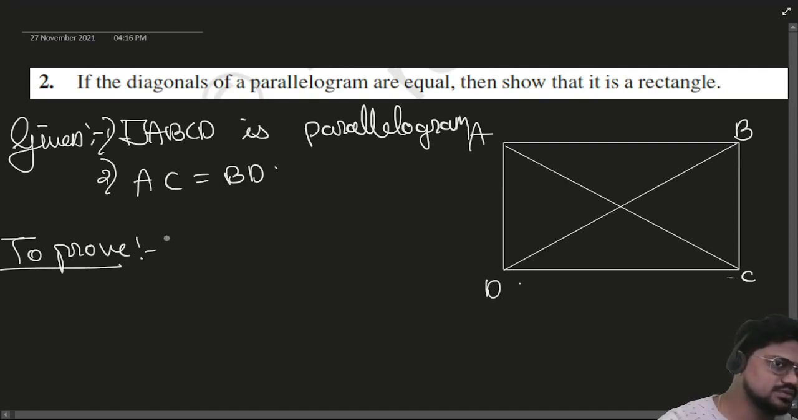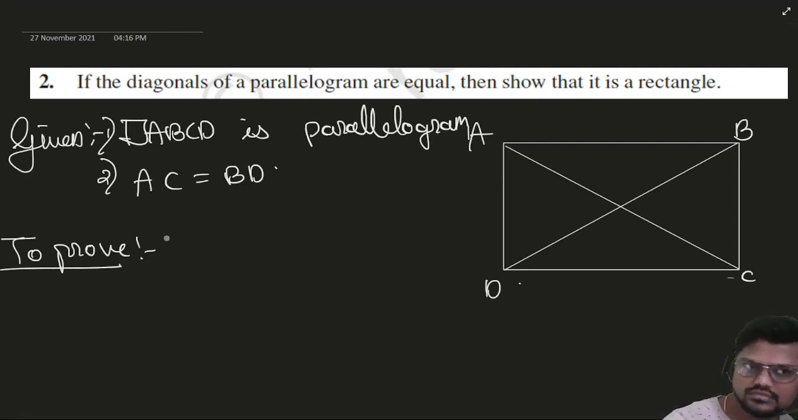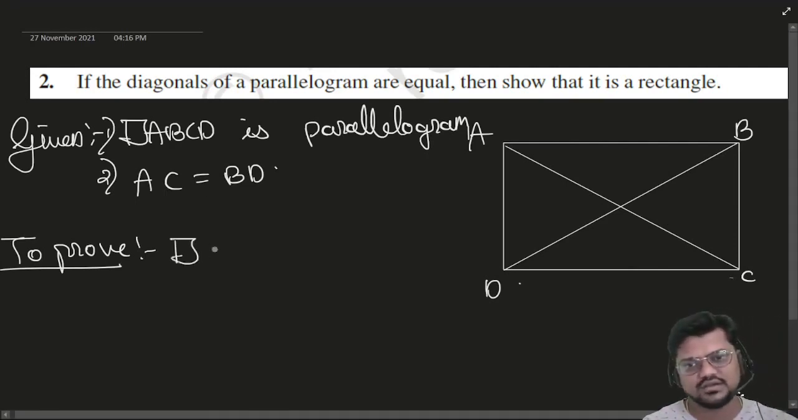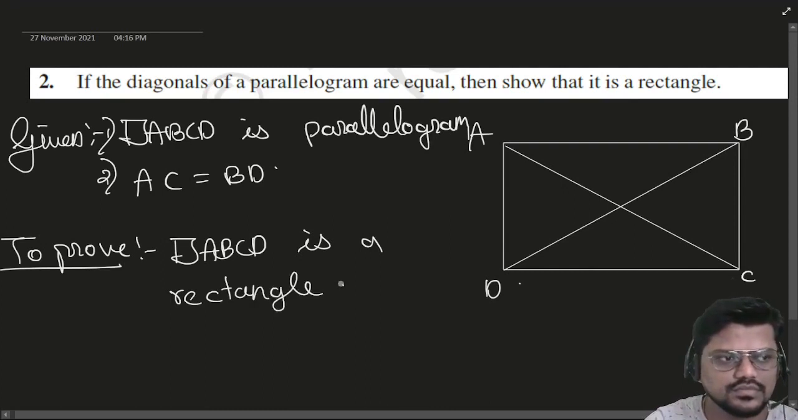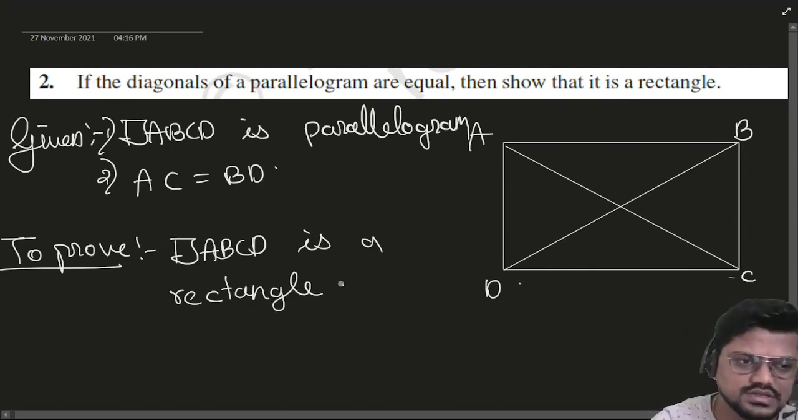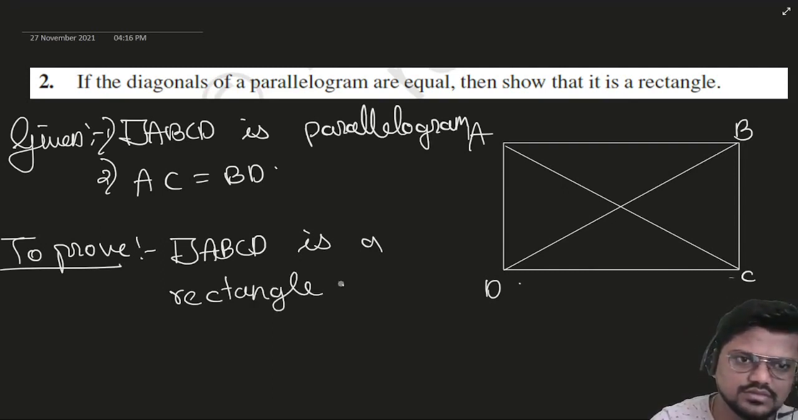What do you have to prove in this? ABCD is a rectangle. You have to prove the quadrilateral ABCD is a rectangle. Now, a parallelogram, when will it be a rectangle? They have given common sides also.